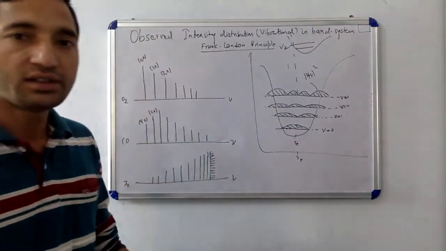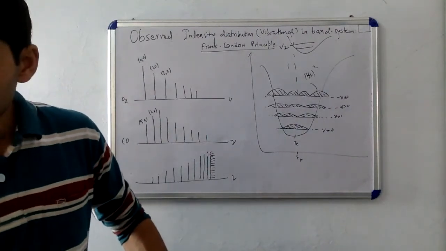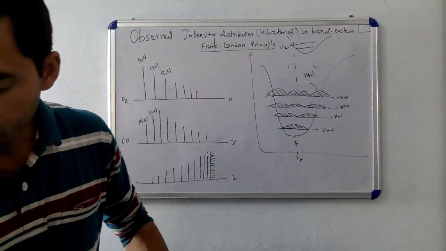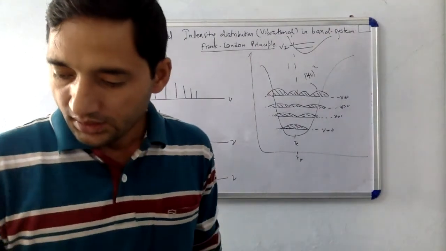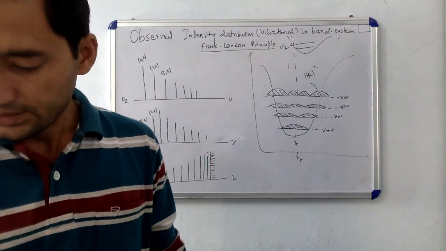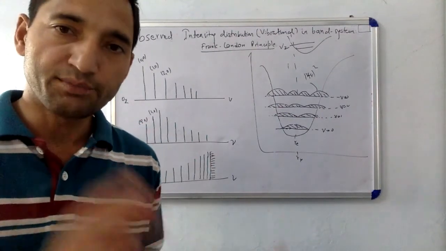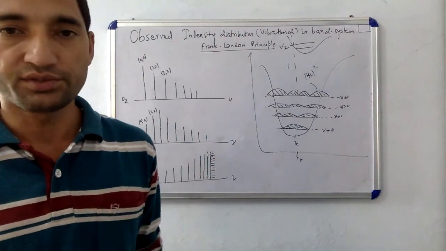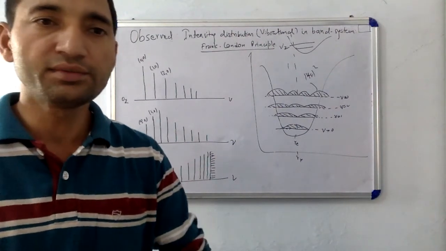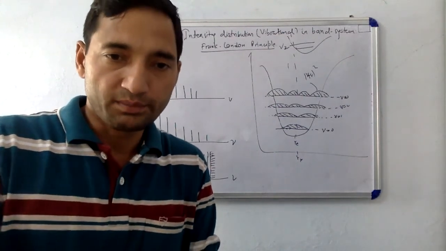So this is all about the Franck-Condon principle. Tomorrow, in the next class, I'll be discussing the quantum mechanical formulation of the Franck-Condon principle. Then we'll have the intensity distribution for absorption, and the emission case, and then the absorption case, we'll be discussing that. In a couple of classes, we'll be completing our molecular spectroscopy part. Thank you.